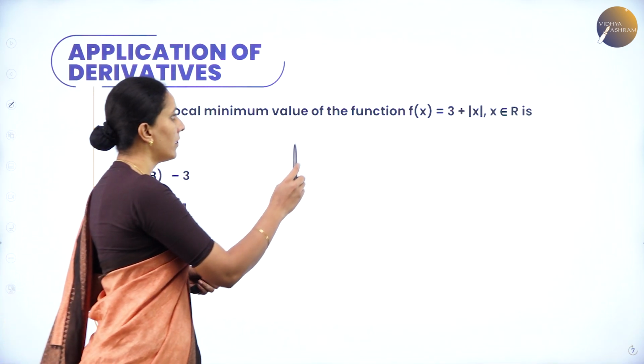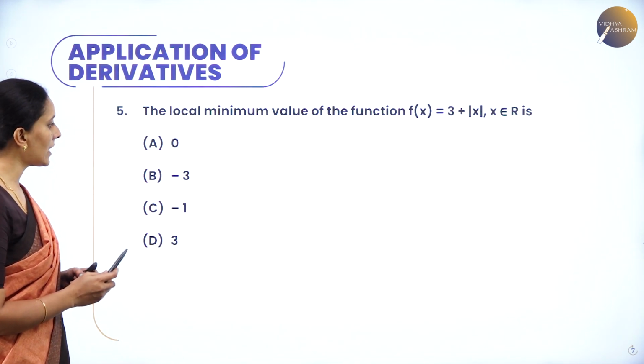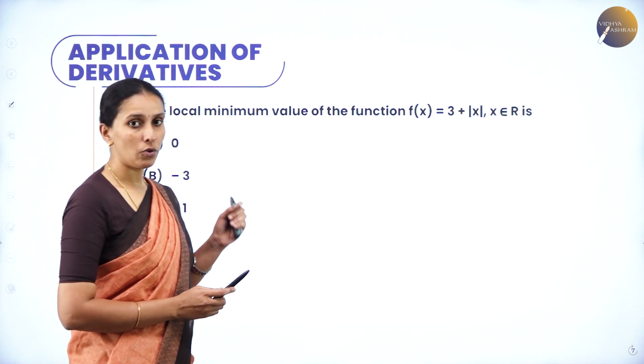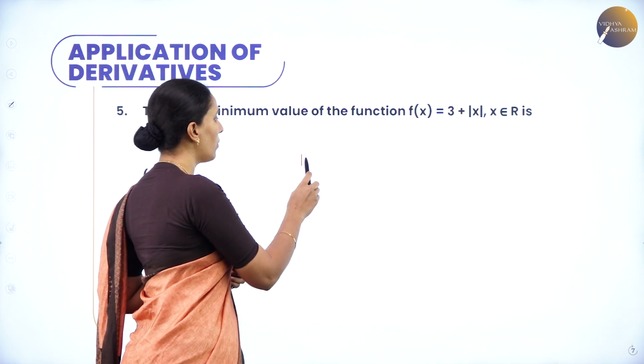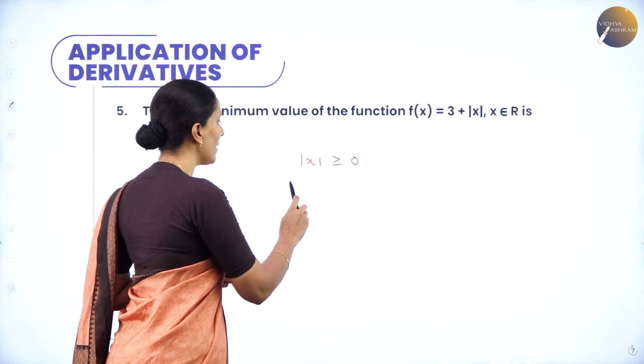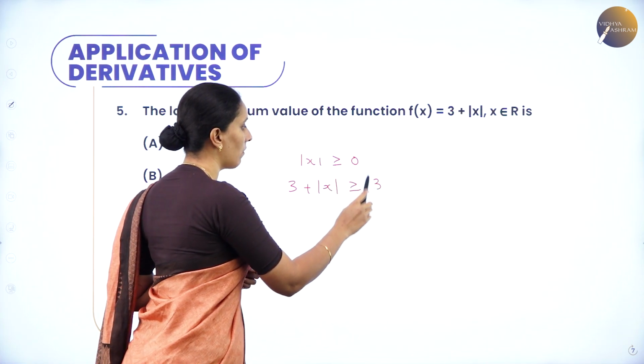Now we know that x belongs to R here, and options are given as 0, minus 3, minus 1 and 3. We need to find out the minimum value of this function. So clearly we note that modulus of x is always greater than or equal to 0. If we add 3 on both sides, then 3 plus modulus x is greater than or equal to 3.